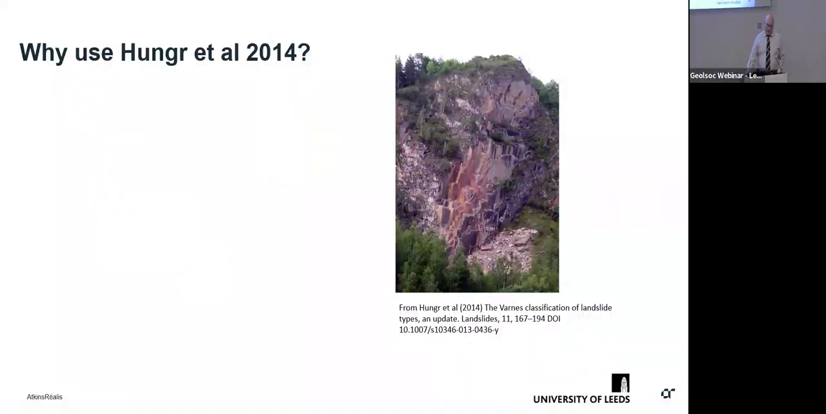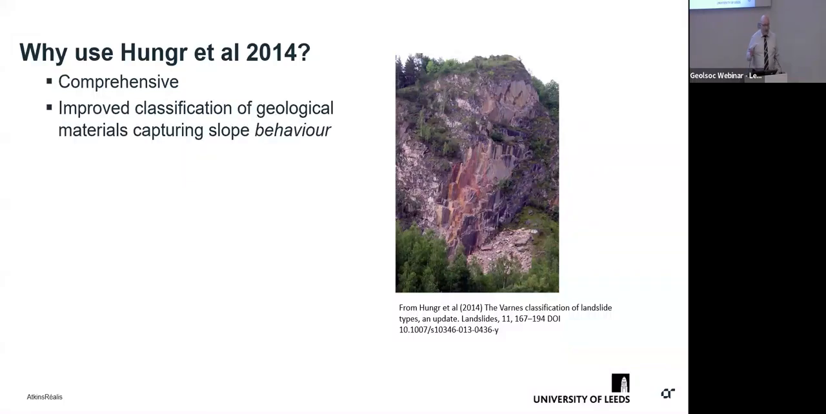So why use Hungr et al.? It is comprehensive, in terms of different materials, but also in different movement types. The improved classification captures some of that variation in geological materials. And of course, we can look at movement type by materials. There are some materials that are just more likely to develop some landslides than others. And we capture slope behavior rather than simple categories of stable or unstable. We can look at evolutionary patterns.